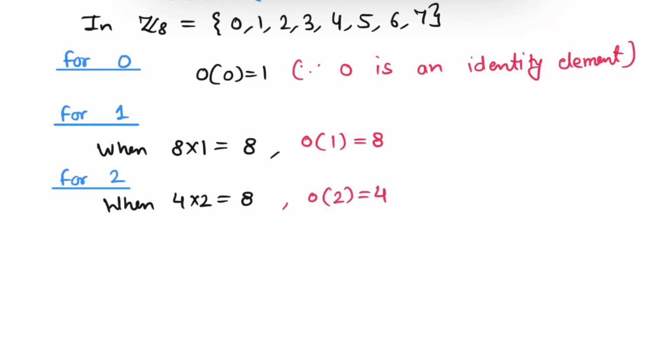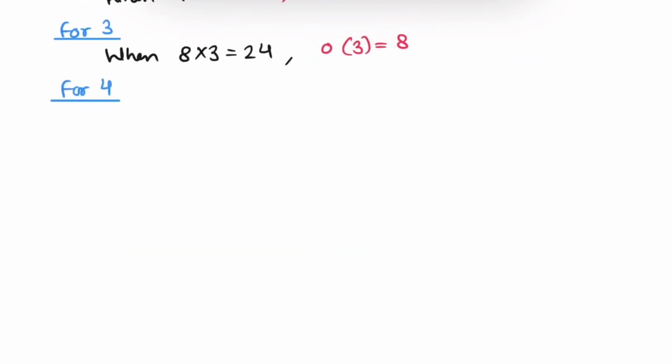Now for element 3, when 8 is multiplied by 3, this equals 24, and 24 is divisible by 8, hence the order of 3 is 8. Now for element 4, when 2 is multiplied by 4, this equals 8, and 8 is divisible by 8, hence the order of 4 is 2.